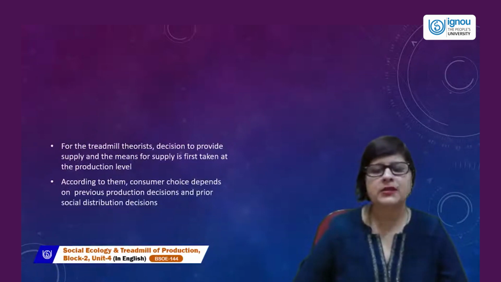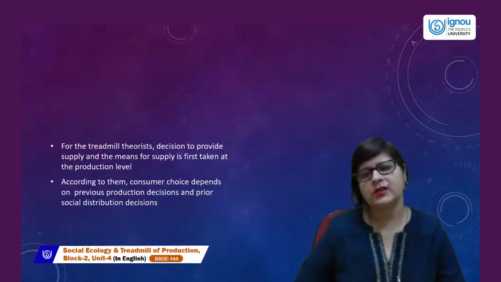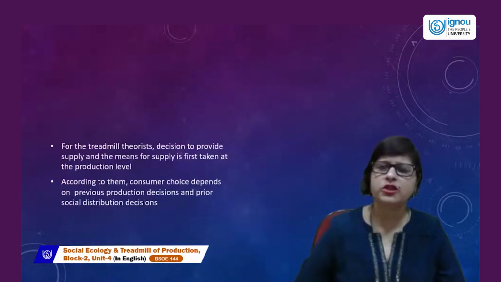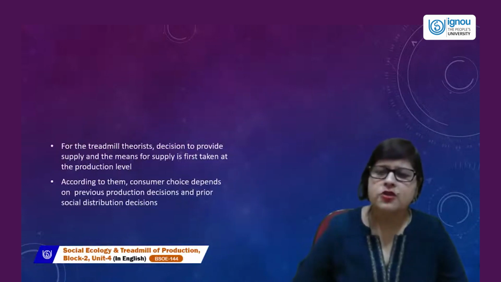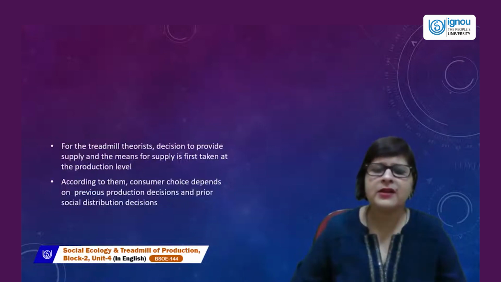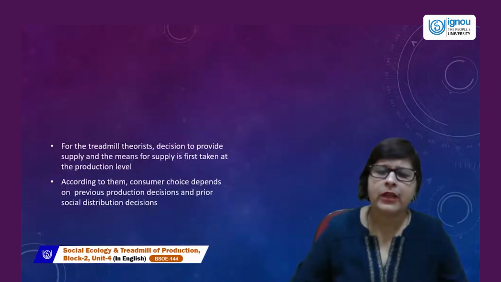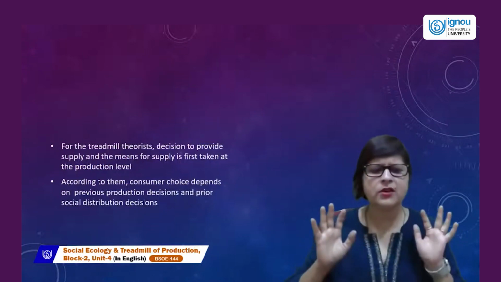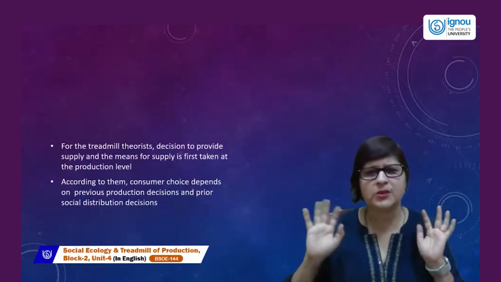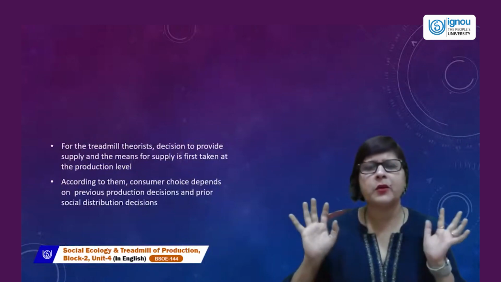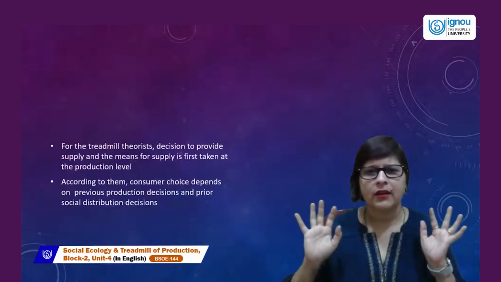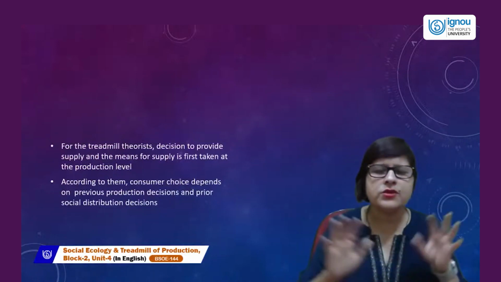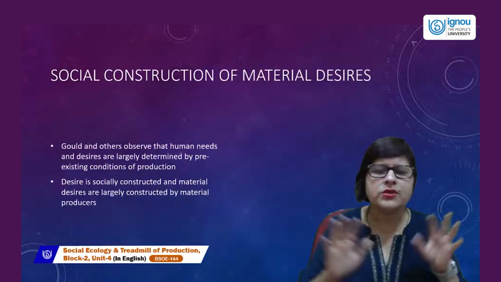And as per this theory, consumer choice depends on the previous production decisions and prior social distribution decisions. So the consumer's decision to buy a product, whether I want this product or not, depends on the production decisions, right? How it has been produced doesn't matter to the consumer. There is no say of the consumer in the production process, right?